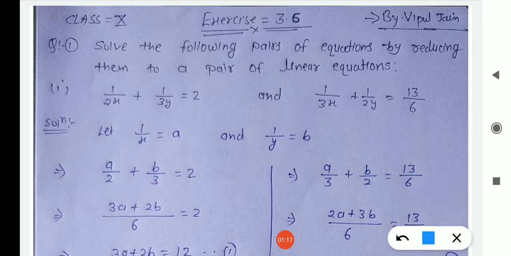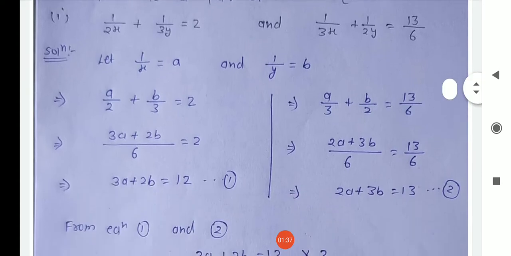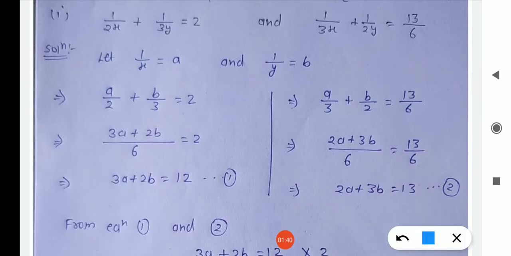It means a upon 2, where 2 is the denominator. Similarly here 1 upon y is b, so b upon 3 equal 2. Here 1 upon x is a, so a upon 3, and 1 upon y is b, so b upon 2 equal 13 upon 6. So first we solve this and convert into linear equations. Now we take the LCM of 2 and 3, we get 6, so it becomes 3a plus 2b upon 6 equal 2. So 3a plus 2b equals 12. This is our equation first.